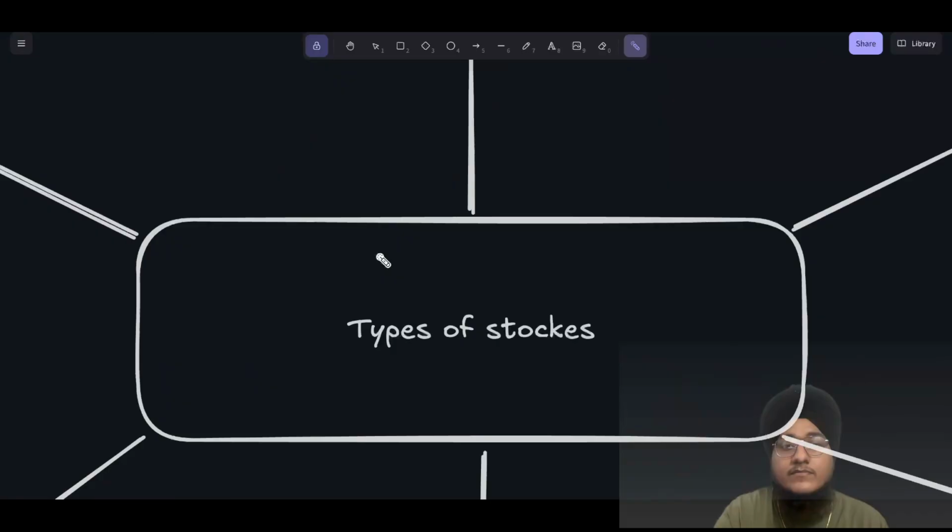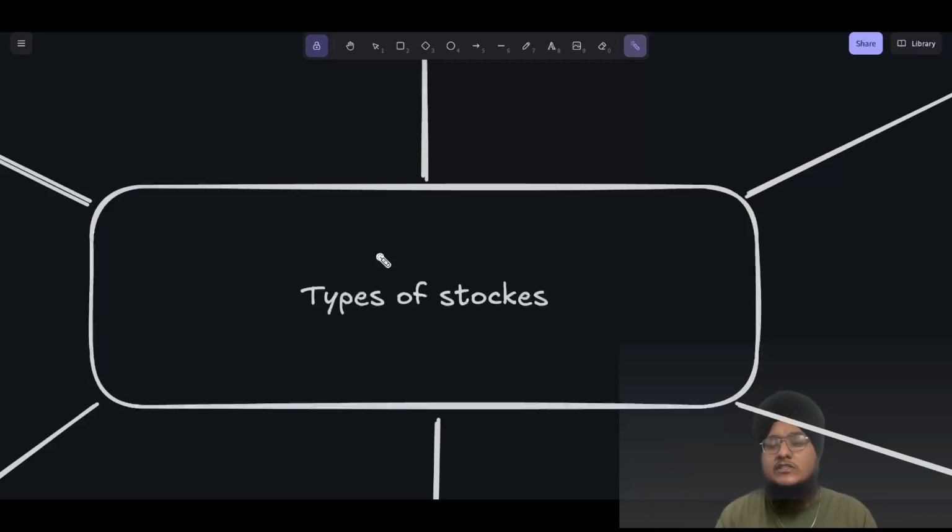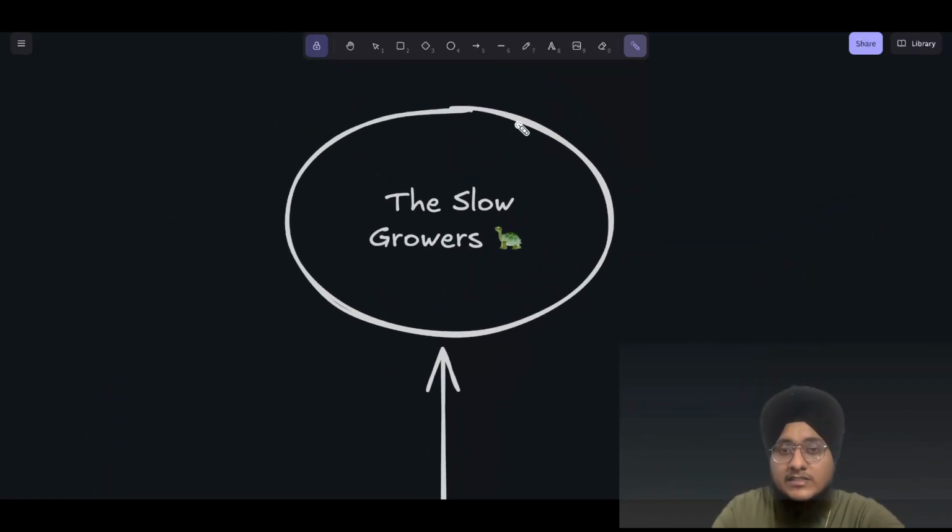Right. So here we go. Types of stocks. These 6 categories. Let's start with the first. The slow growers. Think of them as the big redwood trees of the corporate world. These are nearly saturated companies who are quite stable. Example would be Coca-Cola, right?